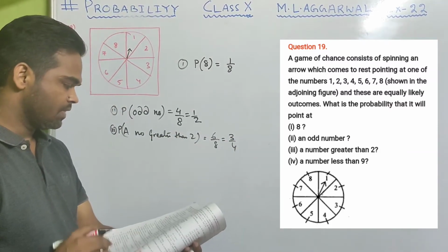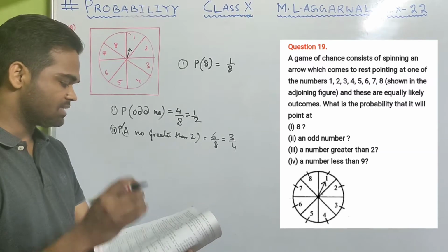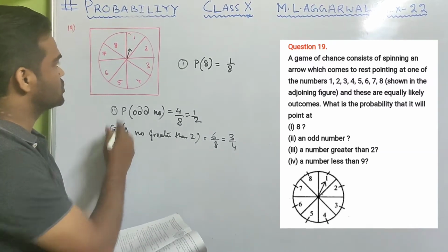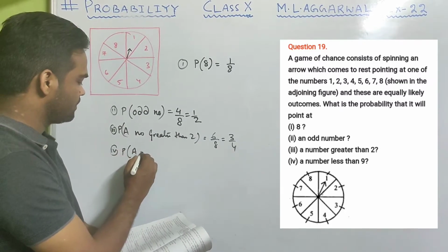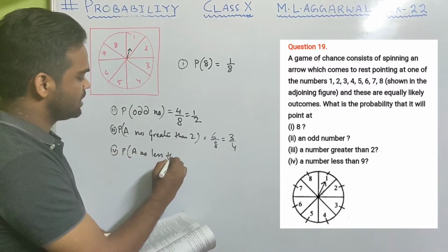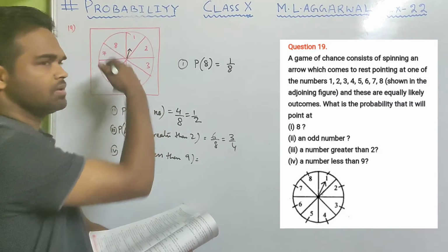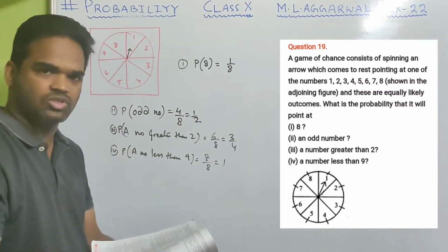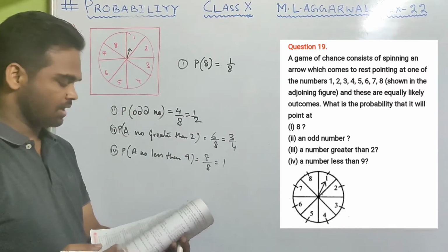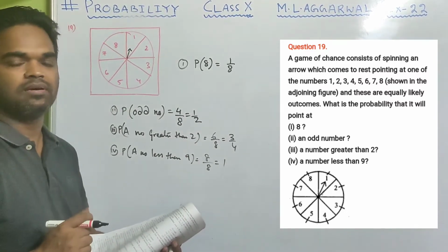Done. Then a number less than 9. See, that's a sure event. Okay. A number less than 9. So if you look carefully, there are 8 favorable outcomes out of 8. So that's 1. It has to occur. Clear? Now let us look at the next sum.